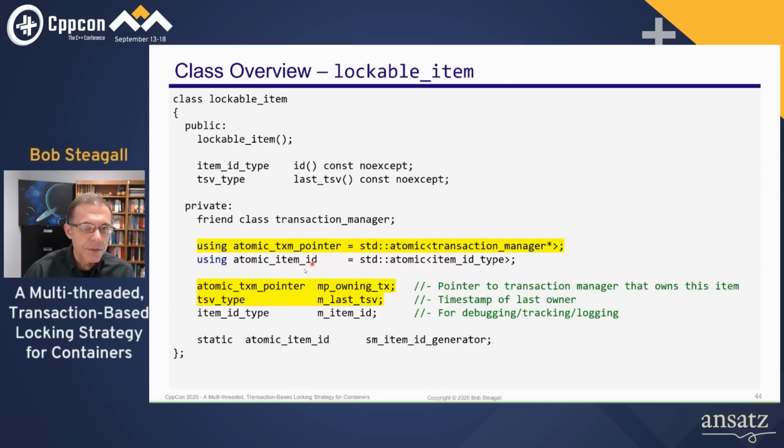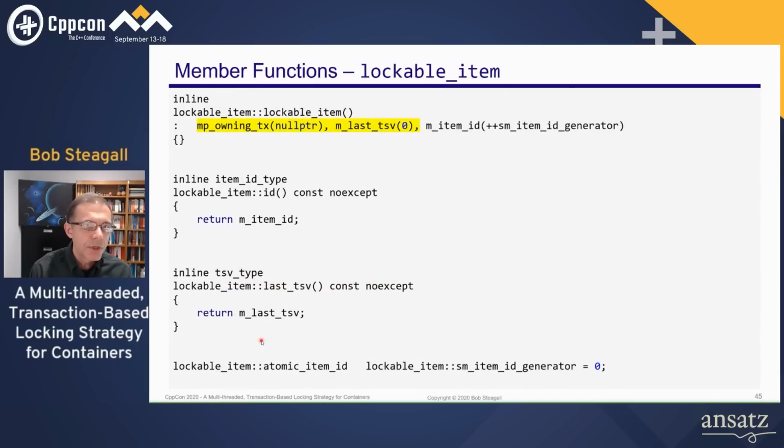It maintains an atomic pointer to a transaction manager, and it also maintains the timestamp value of its last owner. And this is important. This is how we determine who is the last updater of this element. And this is how an element knows, the atomic pointer tells the element who owns me right now at this moment, or who has locked me at this moment.